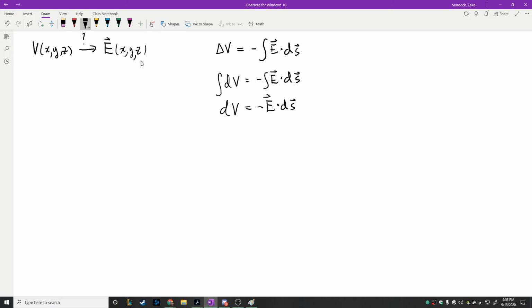So then what can we say? Well, we know that the electric field in general, if we're going to write it in terms of x, y, and z, would look something like Ex times i hat plus Ey times j hat plus Ez times k hat. Like that.